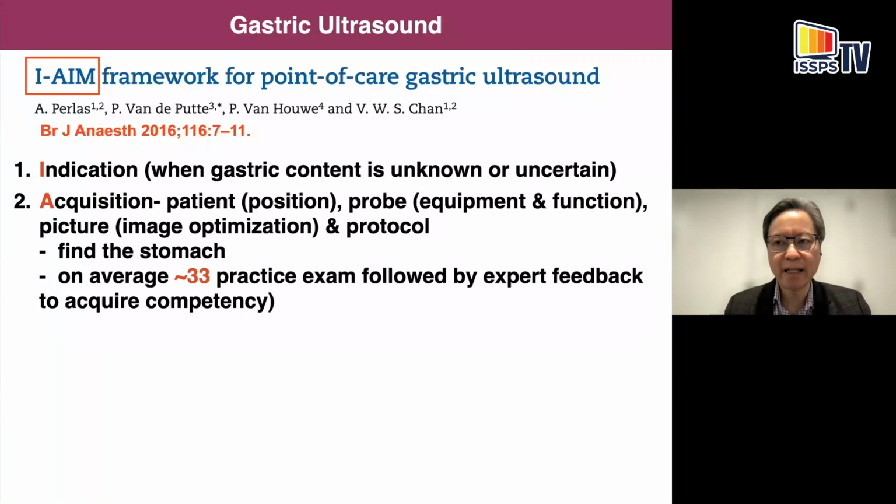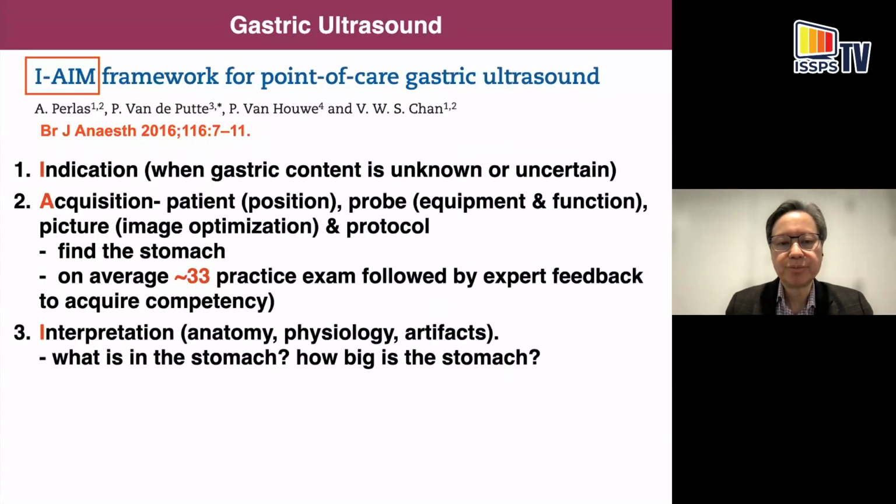So this is the most challenging part of gastric ultrasound, is to find the stomach. And on average, studies show us you need about 30 practice exams followed by some expert feedback to acquire competency. So the learning curve is not very steep. I think it's very manageable. Again, if you have time after a nerve block procedure, just scan the stomach.